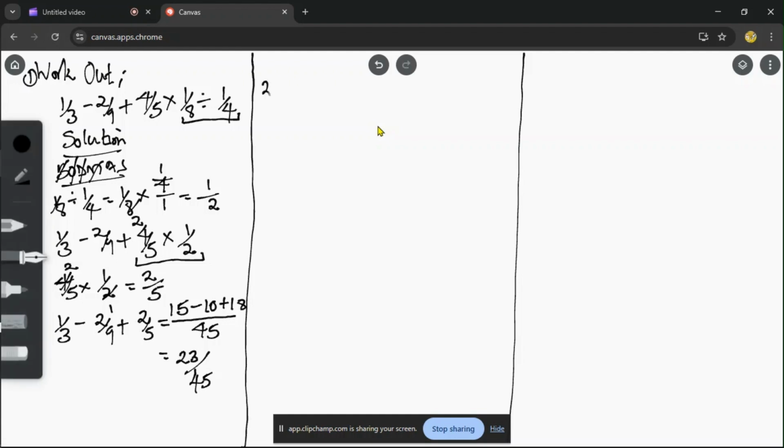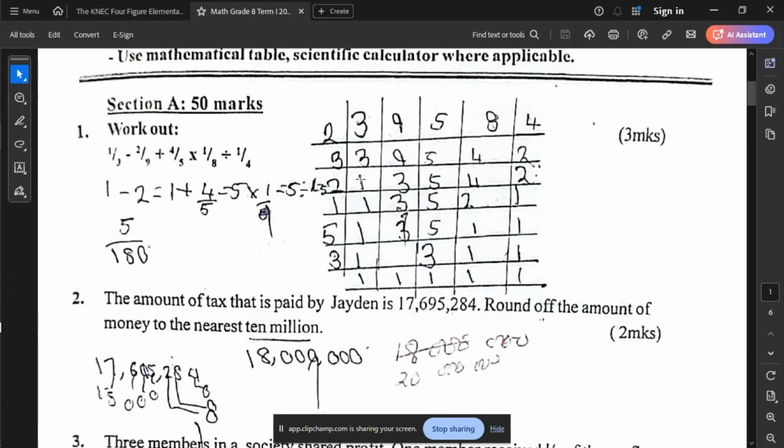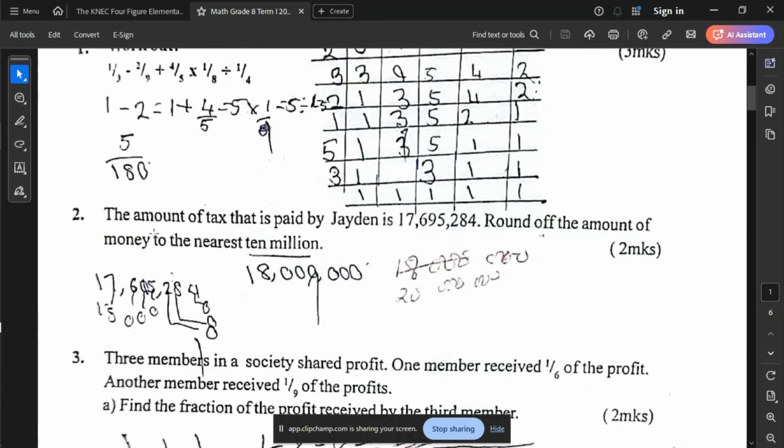Number 2, we look at number 2. I go to that sum and we look at number 2. This is what we had. The amount of tax that is paid by Jayden is this amount, 17,695,284. So we want to round off the amount of money to the nearest 10 million.